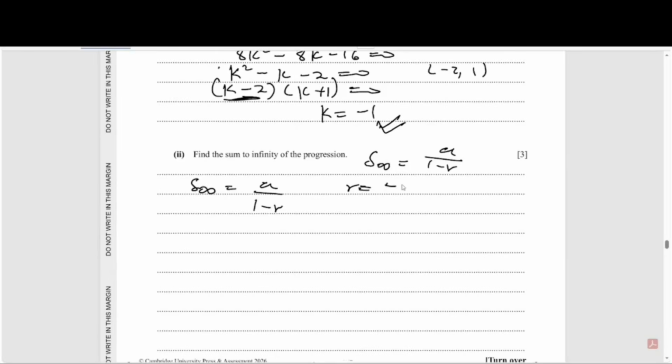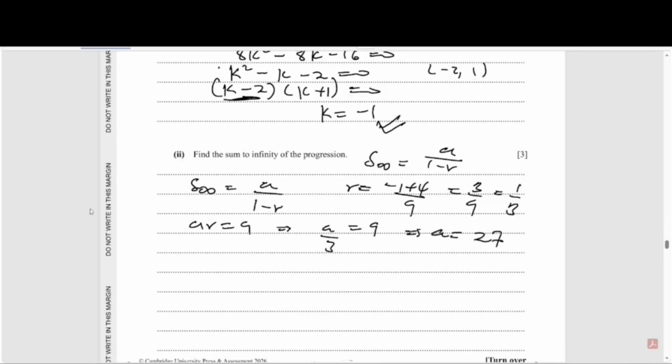But k is negative 1. So negative 1 plus 4 divided by 9. That gives us 3 over 9, and that is 1 over 3. Then we also know from the first equation that ar is equal to 9 and r has been found to be 1 over 3. So we have a times 1 over 3 is equal to 9. That implies that a is equal to 27.